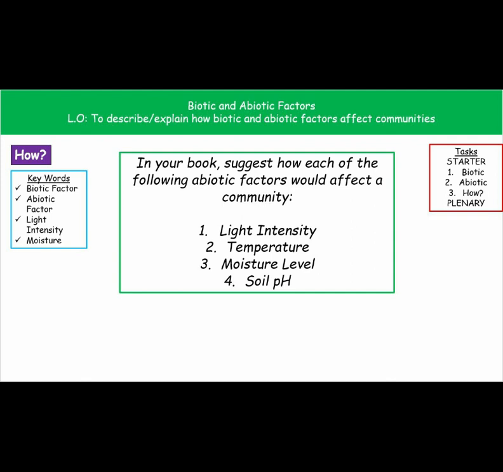Now, there are 4 of these abiotic physical factors that we're going to look at in a bit more detail today. So light intensity, temperature, the moisture level, and soil pH. So what I want you to do is just take a few minutes now in your books just to suggest how each of those 4 factors would affect a community. So I'm just going to give you about 4 minutes, so a minute for each, just to suggest how each of those abiotic factors would affect a community. Off you go.